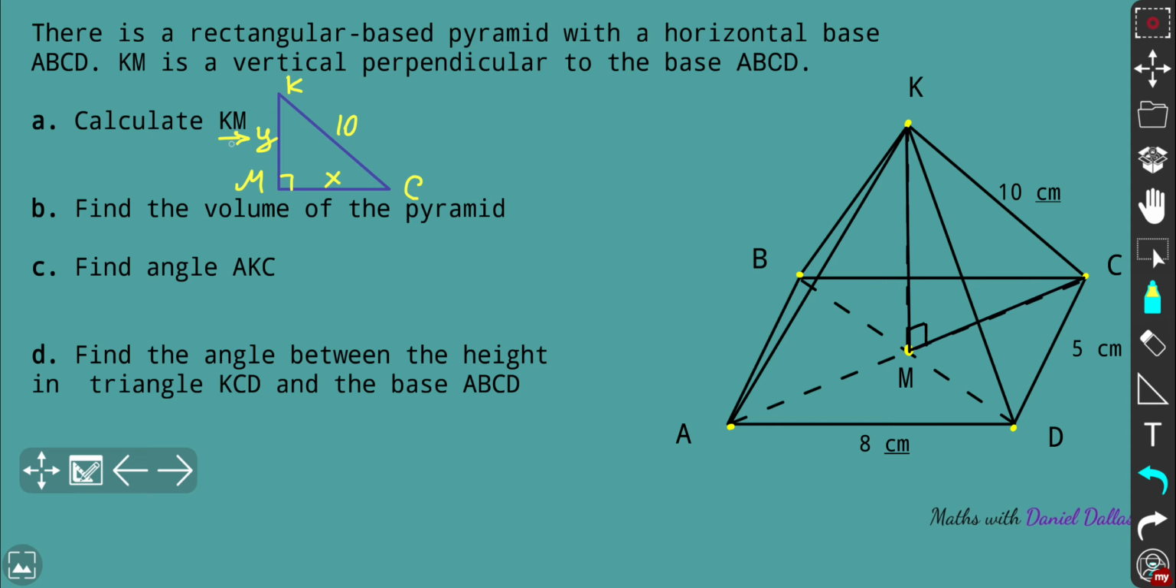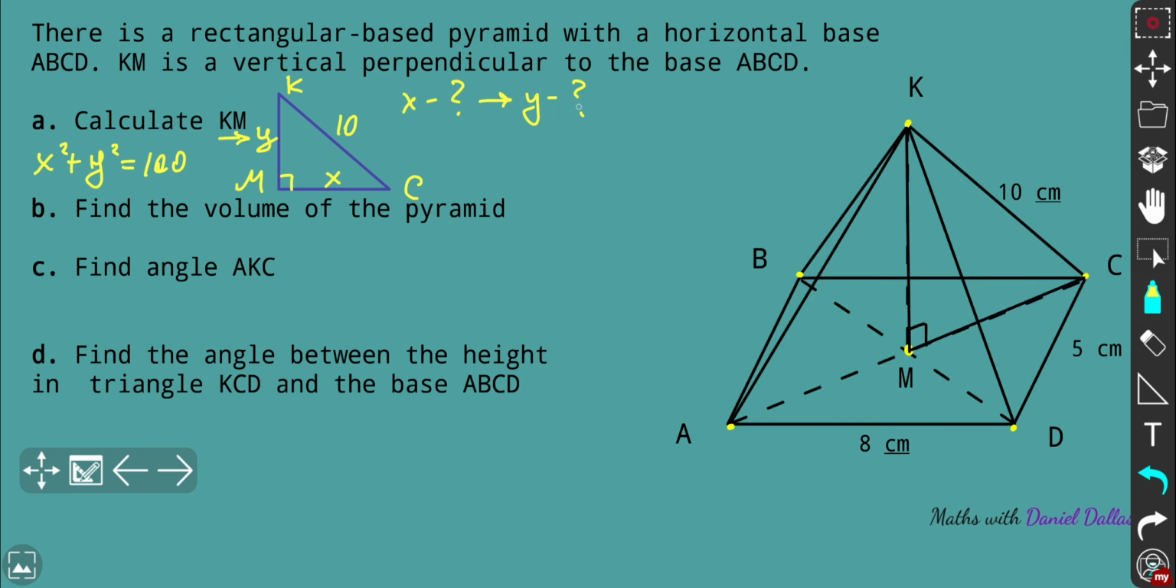Okay, let's set up Pythagoras here. X squared and Y squared will give you 100. All right, so that's good. And what we need to do is find X first. So find X and then find Y, okay?